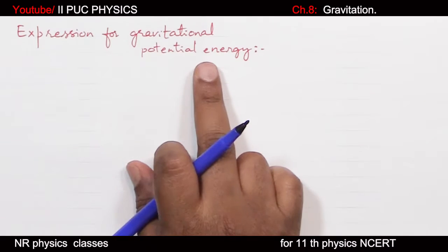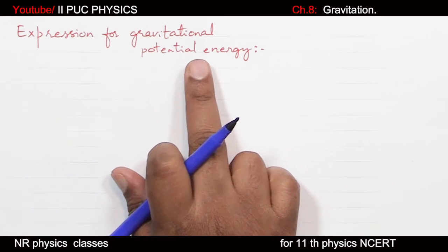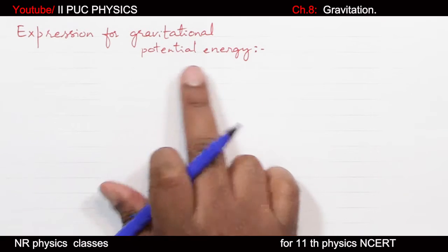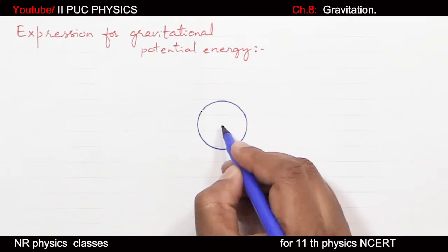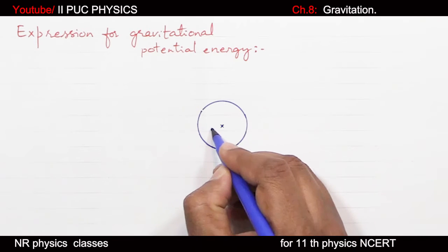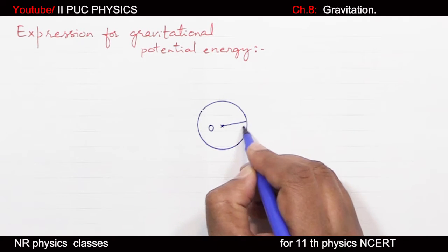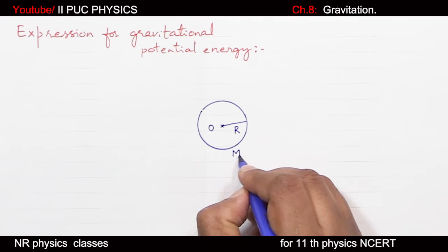Each and every object is pulled towards the earth. Means object is held with some energy. That energy is called gravitational potential energy. Let this be the earth, center of the earth, O, mean radius of the earth, capital R, and mass of the earth, M.